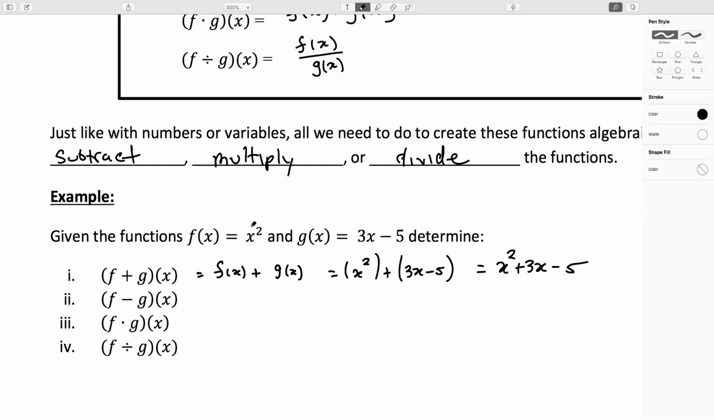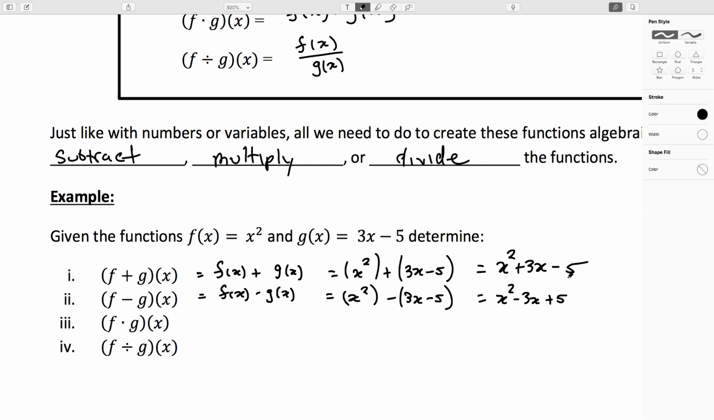(f-g)(x) equals f of x minus g of x, which would be x squared minus (3x minus 5). And when you're doing subtraction, you've got to be careful because we're subtracting a negative, so that 5 will become a positive, and this becomes x squared minus 3x plus 5.